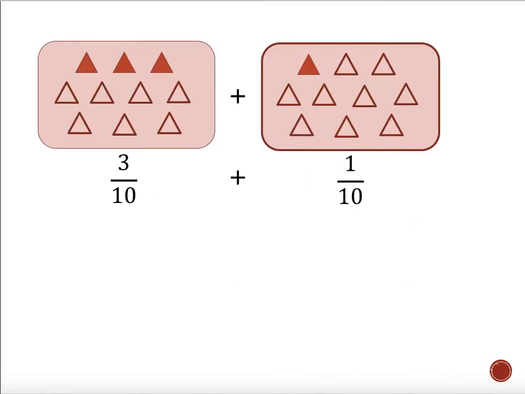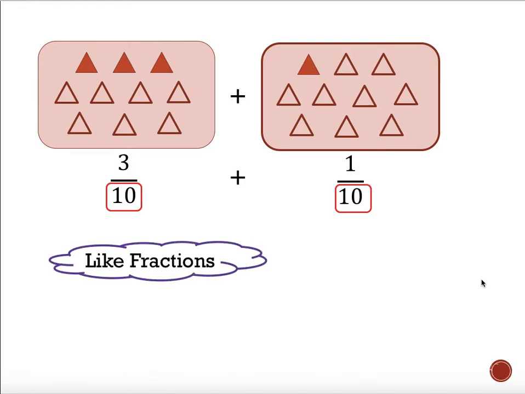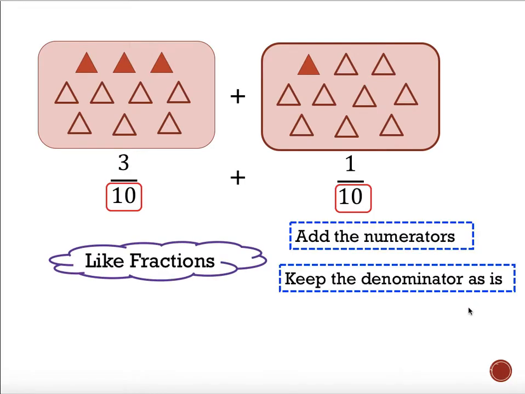Okay. Now I can also have groups of things. And so here I have a group of 10 items out of which I selected 3 and then one item is selected out of 10. So how do I add them? I look at the denominator first and I say, hey, these are like fractions. So I'm going to add the numerators and I'm going to keep the denominator as is, which is just 10. So I add the numerators 3 plus 1, keep the denominator 10, and then I get 4/10.